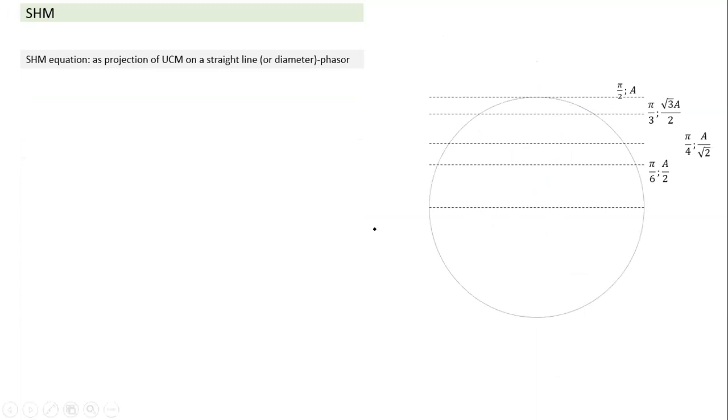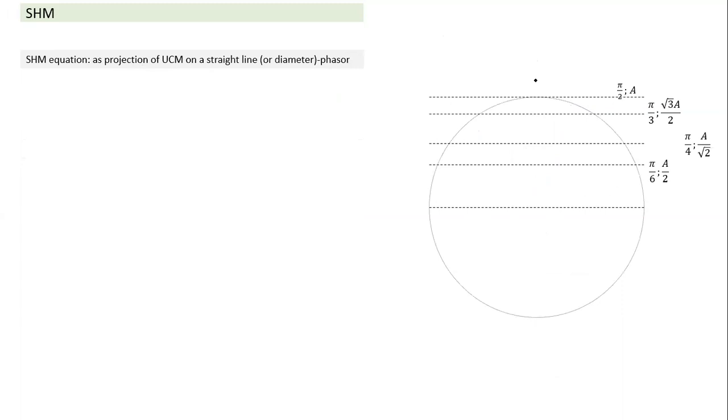Okay, and another important thing is to understand the SHM equation or SHM motion in terms of its projection on a diameter or projection on a line. Typically, we take the projection of a uniform circular motion on a straight line, usually the y-axis. That's what we have done so far, and it can be represented as a phasor. So for the phasor, we talk about the phase angle.